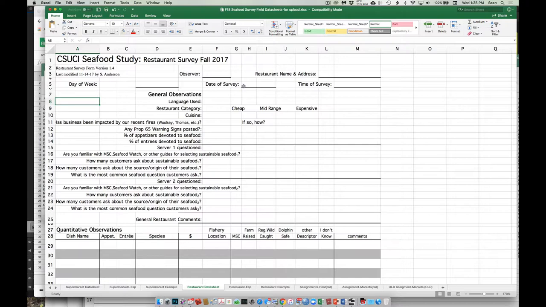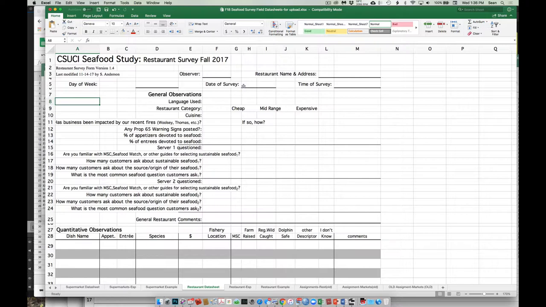So there are two components to this, and the restaurants and the markets are similar. The first are some general questions for the person doing the selling. In a restaurant, this would be the wait staff, the waiter or waitress. In the markets, this would be the fishmonger, the guy behind the fish counter, okay? And so this is how it's going to go.